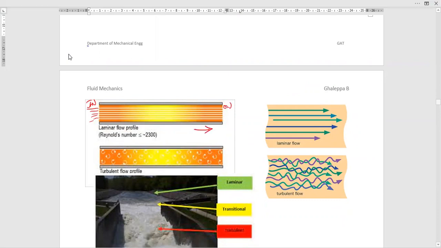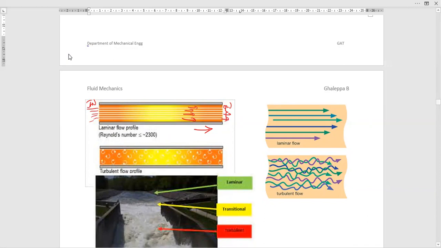Okay, so here there is no disturbance or zigzag manner between the layers of fluid. Each and every fluid particle is following its well-defined path. So it is a laminar flow profile.